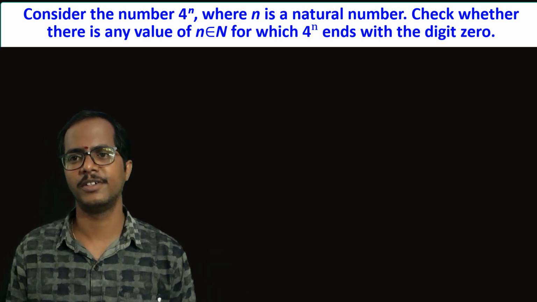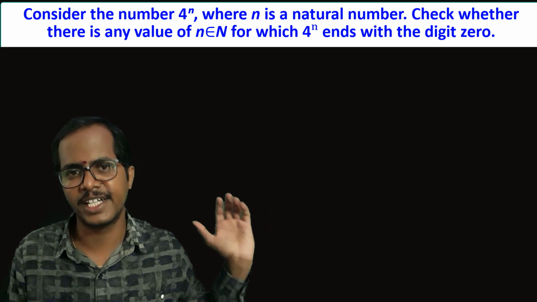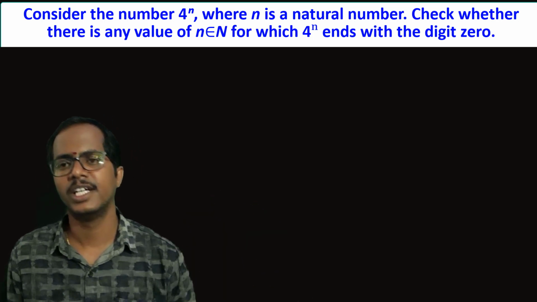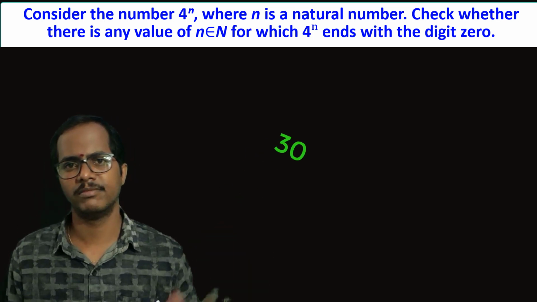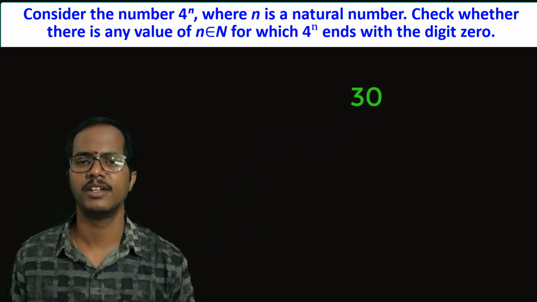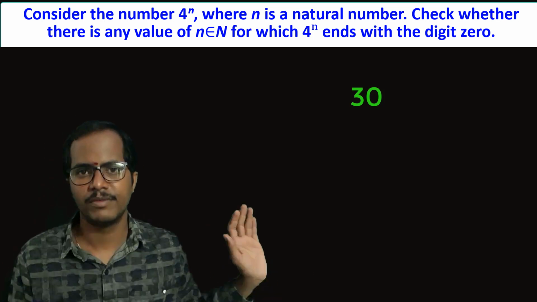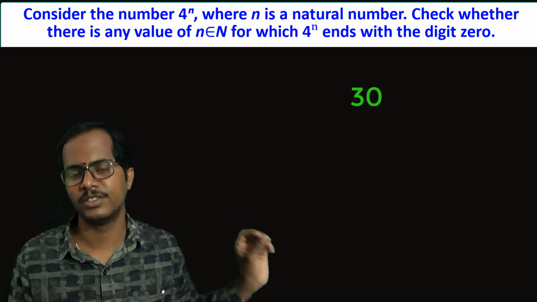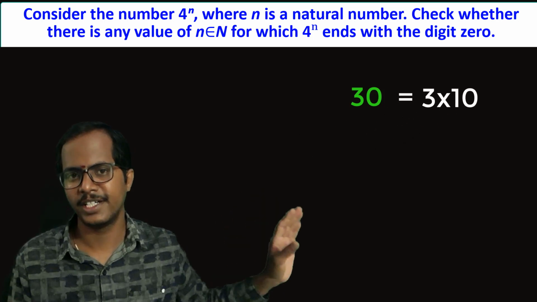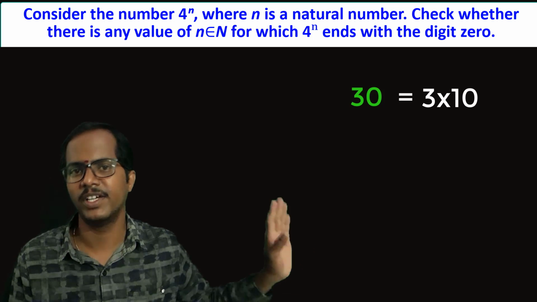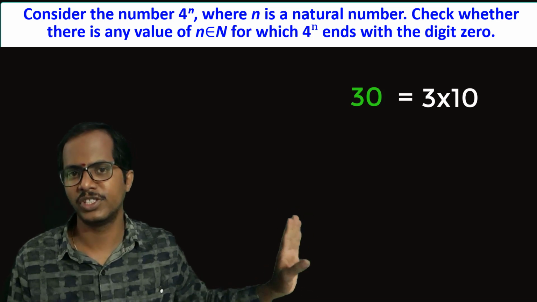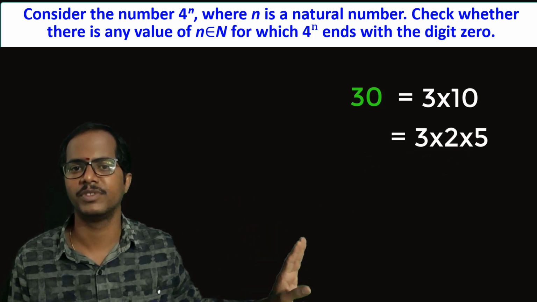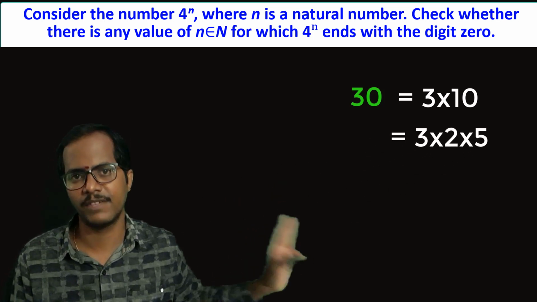Let us see. To understand this, first let us consider a number with the end digit 0. So let us do the rough work. Let us take 30. Now in 30 we have the end digit 0. Now let us write this 30 as a product of its primes. So what do we get? 30 can be written as 3 into 10, where 10 is a composite number, so we can further factorize it. We get 3 into 2 into 5, where 2 and 5 are the prime factors of 10.